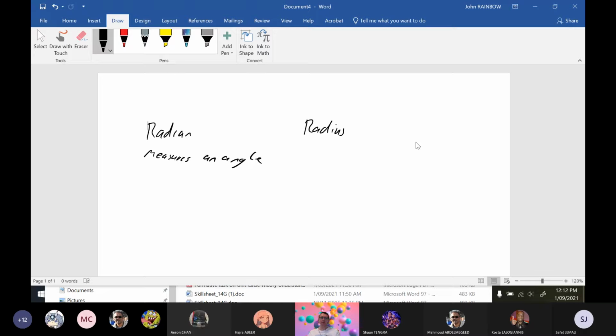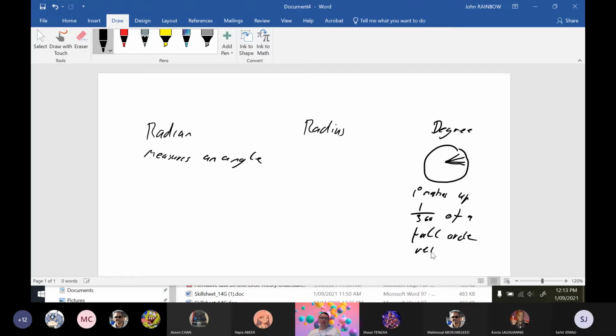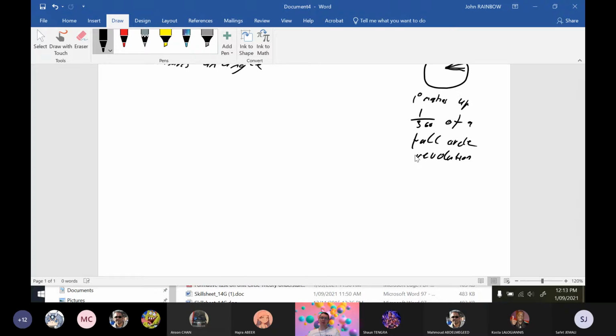So we have this thing called degrees, all right? And what is a degree? A degree is basically you have a whole circle and you split it up into 360 even parts. And 1 degree makes up 1/360th of a full circle. Revolution. So if you think about what a full circle is, this is kind of like what we would refer to as centimeters, okay?